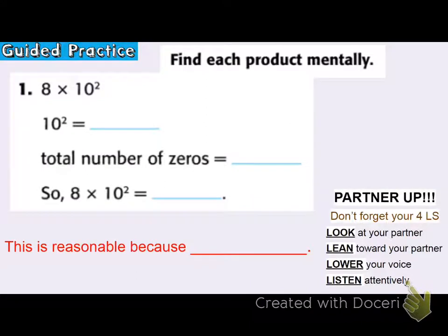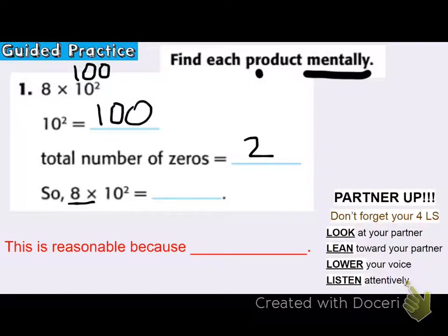All right, guided practice. Find each product mentally. So I need to solve these problems in my mind. And I'm going to multiply, because it says product. So 8 times 10 to the second power. Well, 10 to the second power means it has 2 zeros, or it's 10 times 10, or 100. So I can go ahead and write 100 here. And then it's asking me, well, how many of those zeros do I have? Well, there's 2, just like the exponent says.